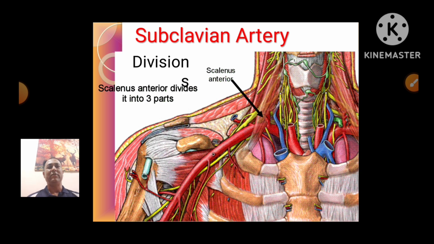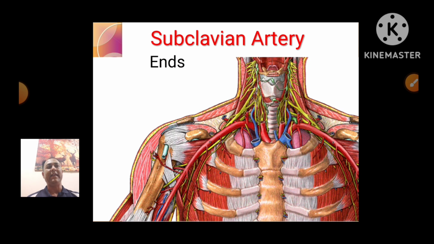So you can better understand from this picture the three parts, first, second and third. The second part lies behind the muscle, and first and third on medial and lateral side of it, and ends over the outer border of the first rib, then it continues as axillary artery and supplies the upper limb.